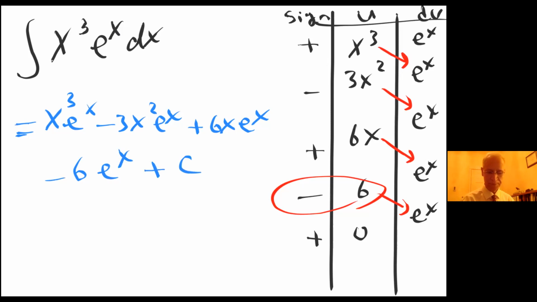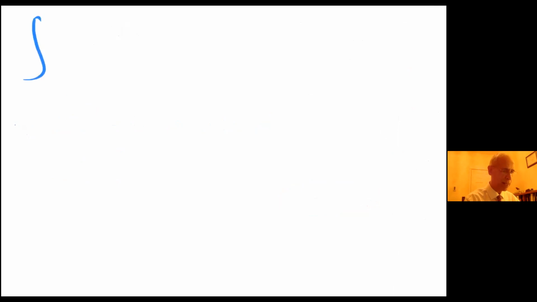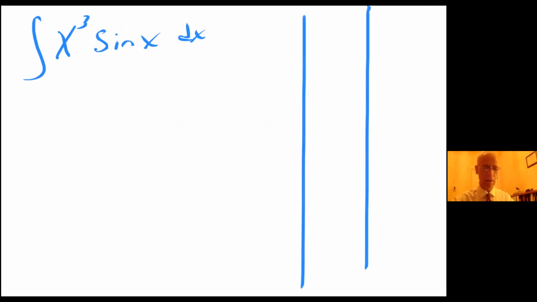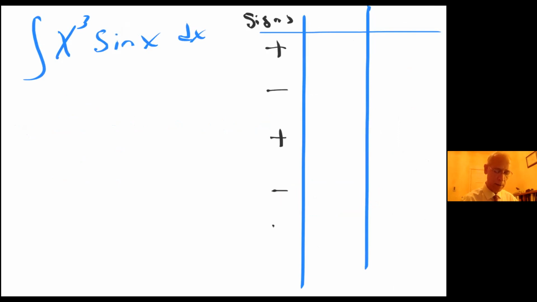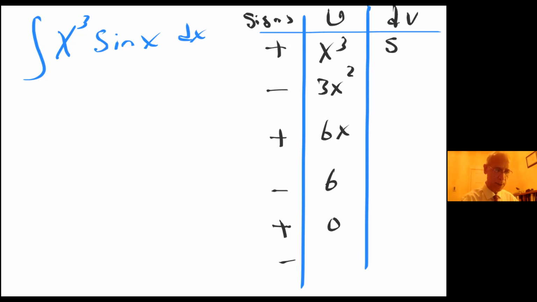Now let's do one last example. Let's make this one x cubed again, this time sine of x dx. Okay, here comes the table. For the sign, start with a positive and alternate. U would be x cubed, 3x squared, 6x, 6, 0. And dv would be sine of x. And then the antiderivative of that is minus cosine of x, the antiderivative of that is minus sine of x, the antiderivative of that is cosine of x, and then back to sine of x.